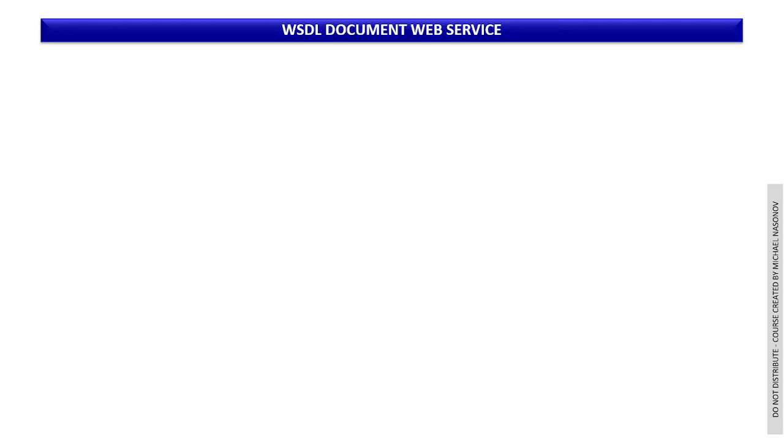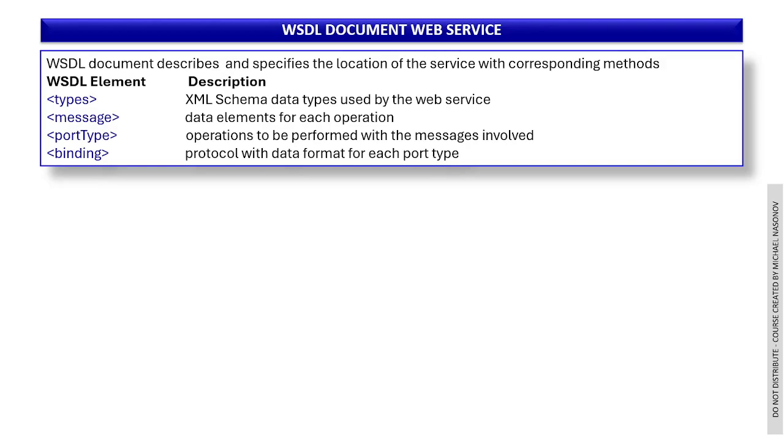Let's take a look at the WSDL document web service. A WSDL document describes and specifies the location of the service with corresponding methods. There are 4 WSDL elements: types, message, port type, binding. Types: XML schema data types used by the web service applied. Message: data elements for each operation of the service. Port type: operations to be performed with the message involved. Finally, binding: protocol with data format for each port type.